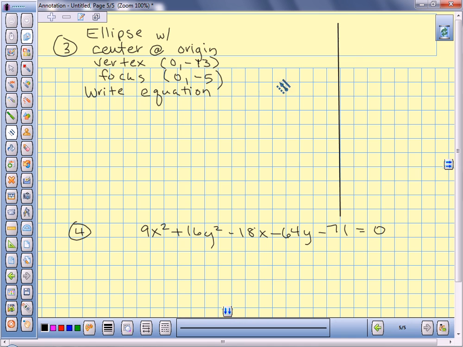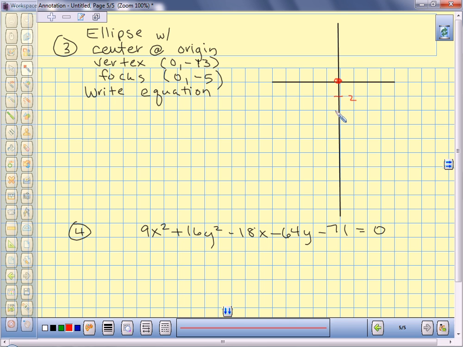All right, so I'm going to plot on my little axis here the origin, and I'm going to count by 2's. So this would be -2, -4, -6, -8, -10, -12. All right, so I've got a focus here, and I've got a vertex there. So since I called this a vertex and not a co-vertex, I know this is the major axis, don't I?